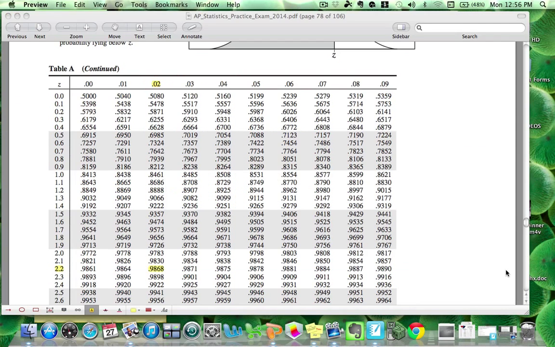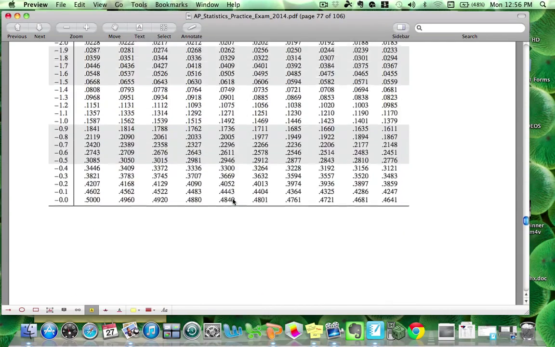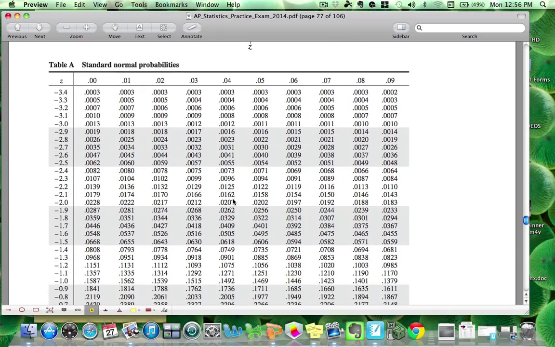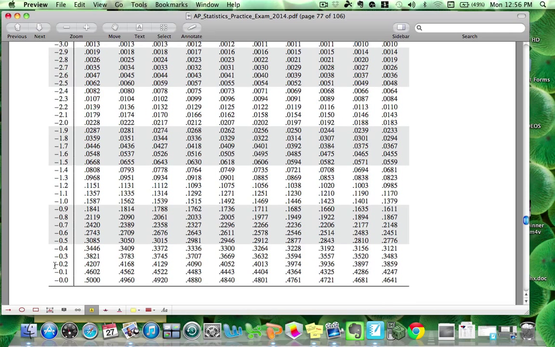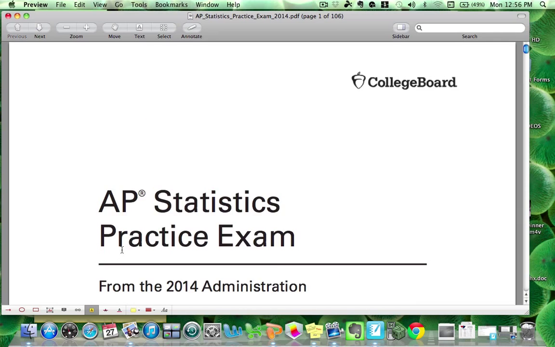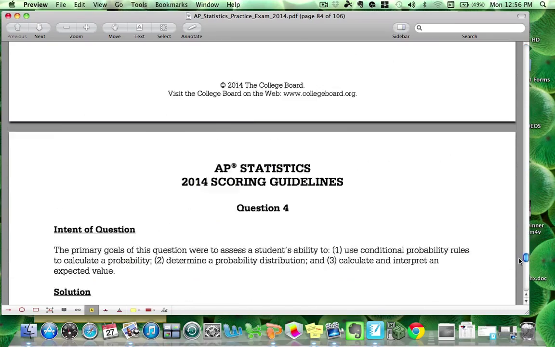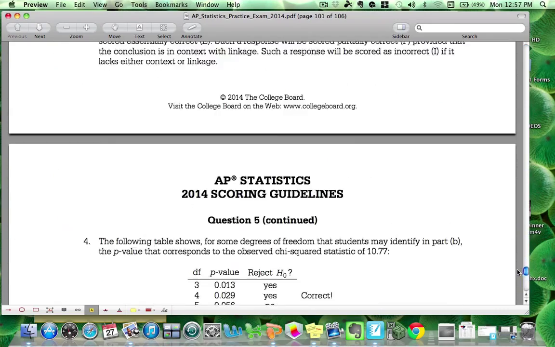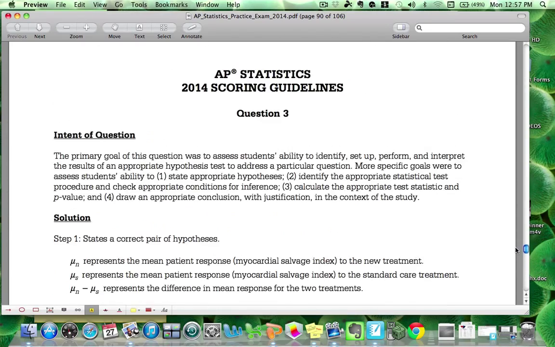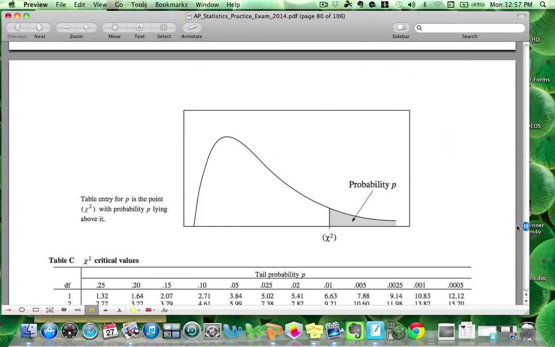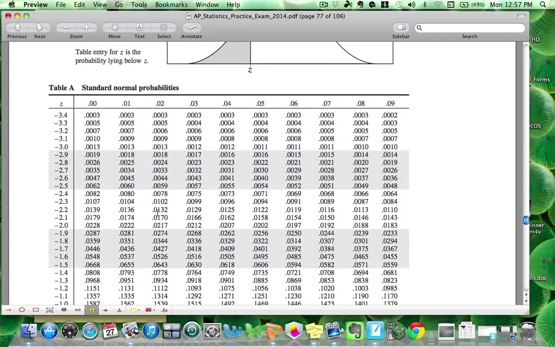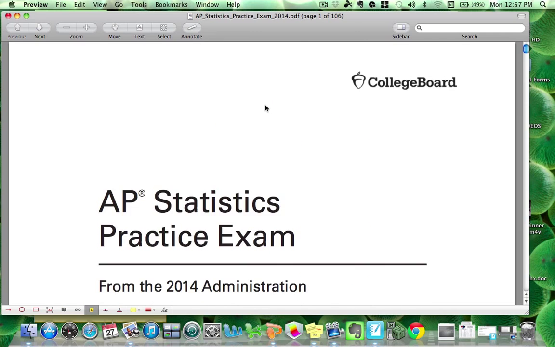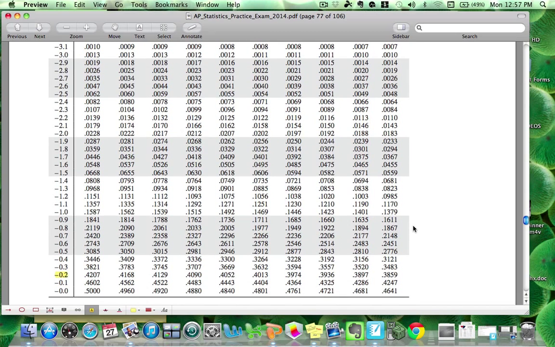So let's go to our tables. This time I want the negative side. Okay, here I am. Negative 0.25. So my ones and tenths place is negative 0.2. It's way down here, negative 0.2. And then my hundredths place is 0.05, that's right here. And when I do that, I get 0.4013.